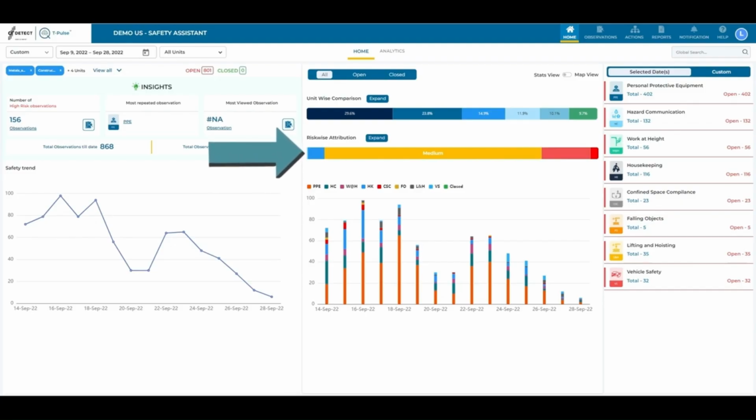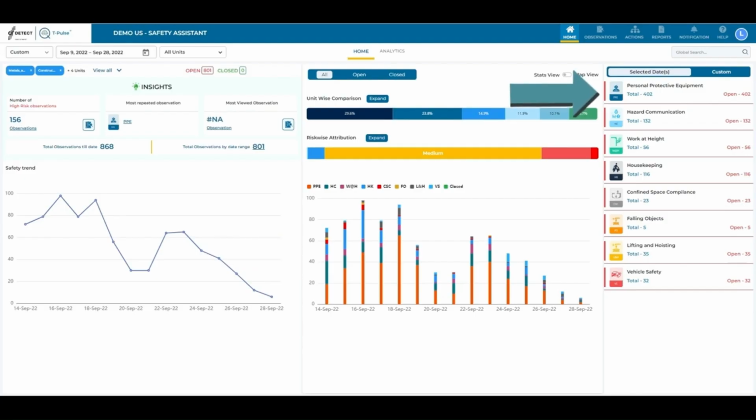But you also notice the red section. This indicates observations in the high risk range. These are level 4 and 5 risks, which are very critical as they indicate a high potential of incidents or injuries. It is important to implement corrective actions for observations in this range. Below this is a bar chart showing the number of observations occurring on a given date. In addition to the number of observations, the bars also indicate the categories associated with the observations.